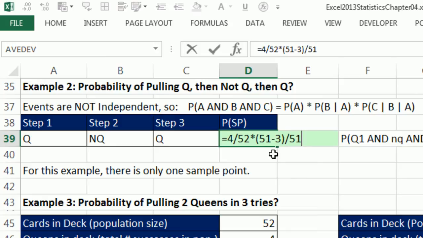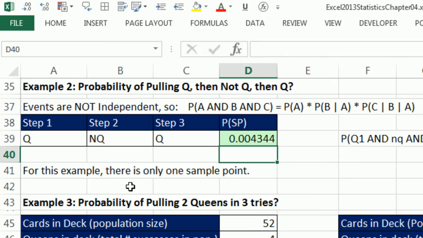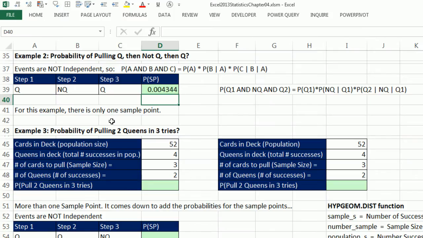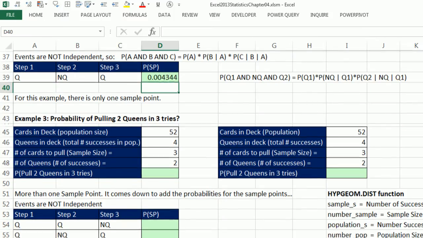Now, the third probability times, well, we just subtracted 2 cards, so we know in the denominator it'll be 50. But what's up in the numerator? Well, there's 3 queens left, so 3 divided by 50. All right, so sometimes when you're calculating probabilities, you really have to think about it. Enter, and there we got for this particular sample point, 0.004344.